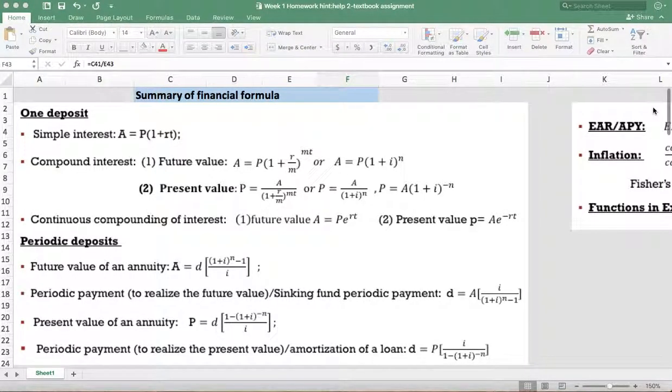Hello. Some instructions for V1 textbook assignments. There are a whole bunch of formulas this week. I summarize them here. Please read through these formulas before doing the textbook assignments. Otherwise, you are going to be confused.